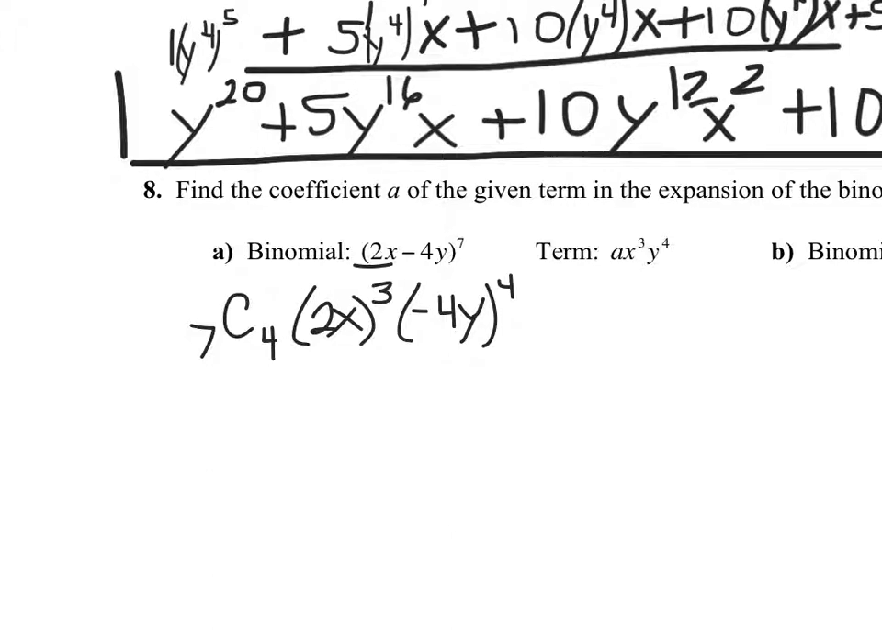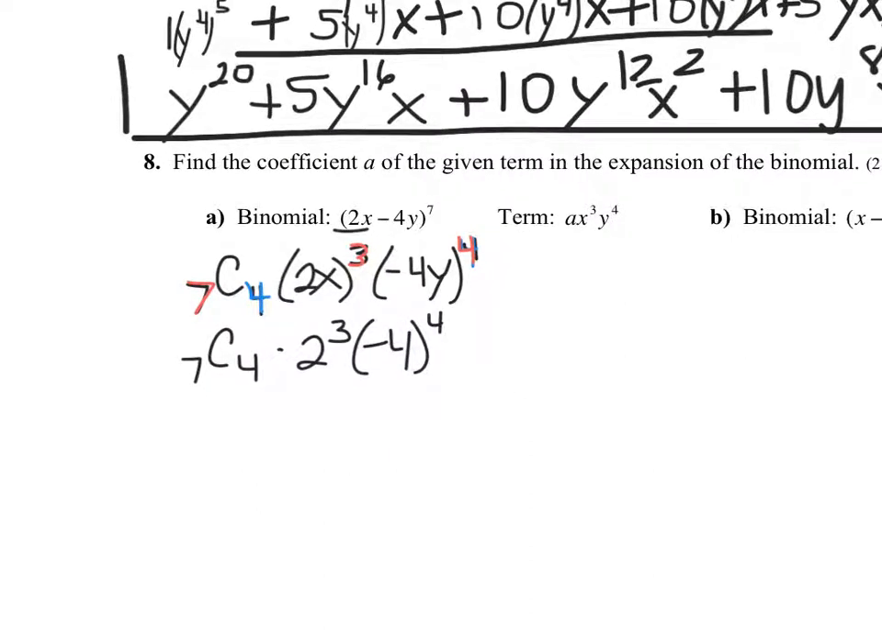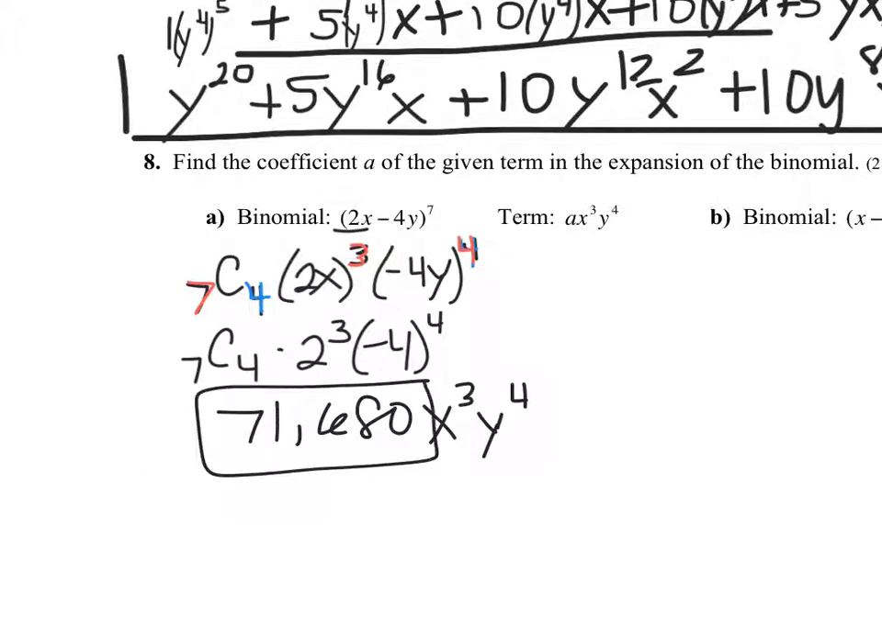Okay, so remember some things. This 4 will match up with this, and then together the 3 plus the 4 adds up to 7. All right, so then you do 7C4 on your calculator: 7C4 times 2 cubed times negative 4 to the fourth. And that will give you, did you get it? 71,680. X cubed y to the fourth. You don't need the x cubed y to the fourth. They're just asking you for the a value, so you could just write that down. You getting the hang of those a little bit better too?